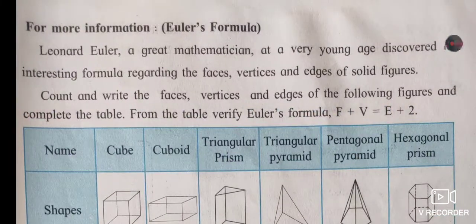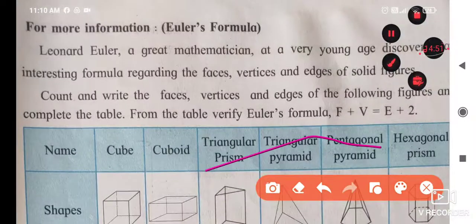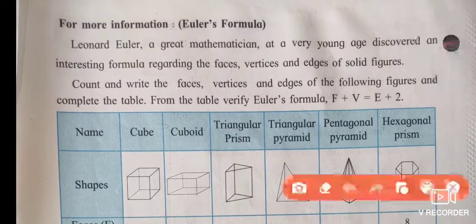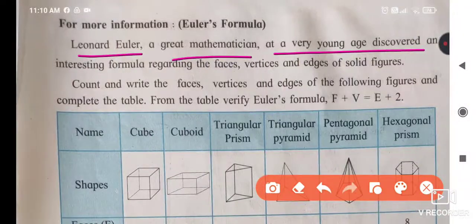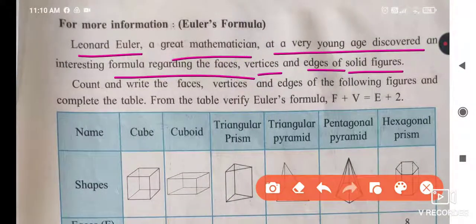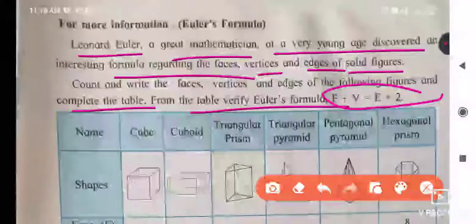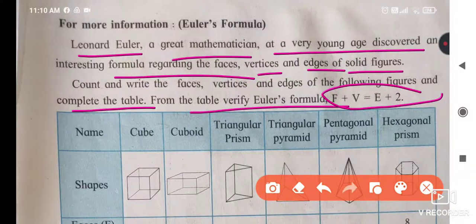Okay, for more information, Euler's formula is given to us. Leonhard Euler, a great mathematician, at a very young age discovered an interesting formula regarding the faces, vertices, and edges of solid figures. So count and write the faces, vertices, and edges of the following figures, complete the table, and from the table verify Euler's formula. What is Euler's formula? F for faces, V for vertices. So F plus V, faces plus vertices, is equal to E plus 2, E for edges.